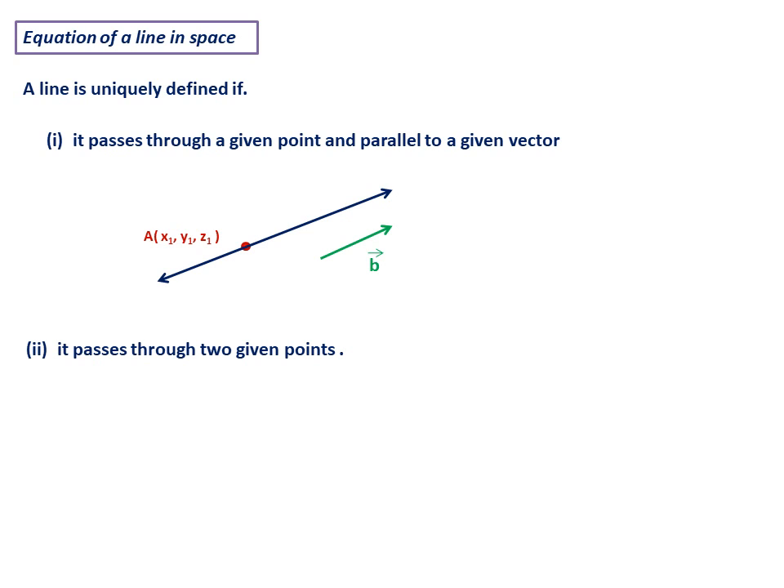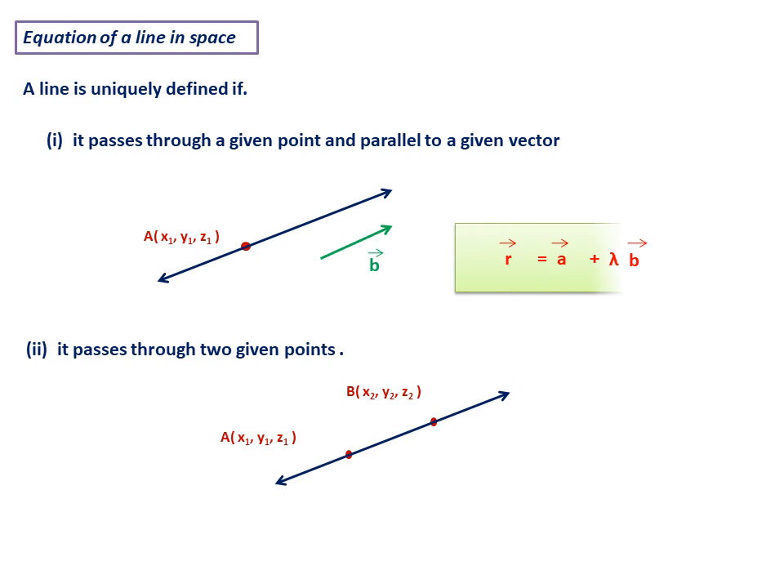The second possibility is that it passes through two given points. For example, you take a line L and then let us say A x1 y1 z1 and B x2 y2 z2. These are the two points on the line. Then also we can find the equation. In the first case, the equation is given like this: vector r equal to vector A plus lambda times vector B. Here r is the position vector of any point on the line and A refers to the position vector of the point A, that is x1, y1, z1. B is the vector which is parallel to the given line. So this is the idea.